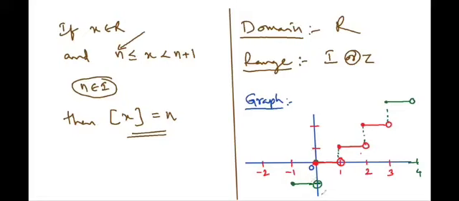And -2 to -1, if you take it, -2 is closed. Step of -2 is -2, but close to -1, that means -1.000 something, if you give, step value is -2. Okay, so if you look at the graph now, it looks like a staircase. That's why it is known as step function. This is its graph.